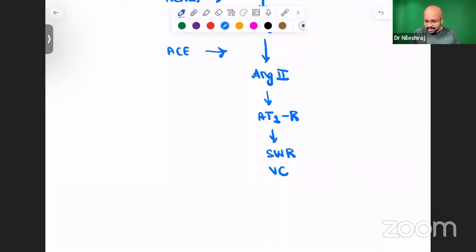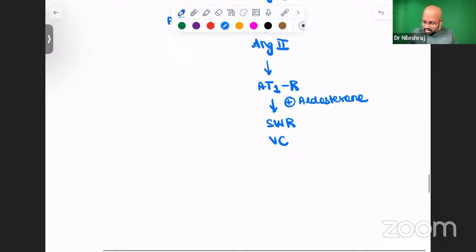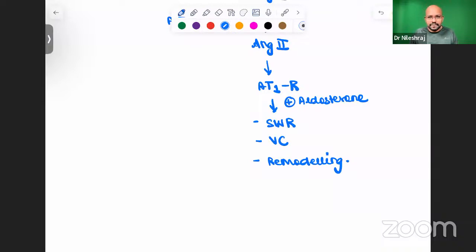How is this directly producing sodium and water retention? It will not produce it directly. It will stimulate the secretion of aldosterone. This aldosterone in turn is going to be responsible for sodium and water retention. Whereas angiotensin, angio means blood vessel, tensin means tension, angiotensin itself will produce vasoconstriction. Not only that, this is also responsible for remodeling. Cardiac remodeling also will be there due to this accumulation of angiotensin.